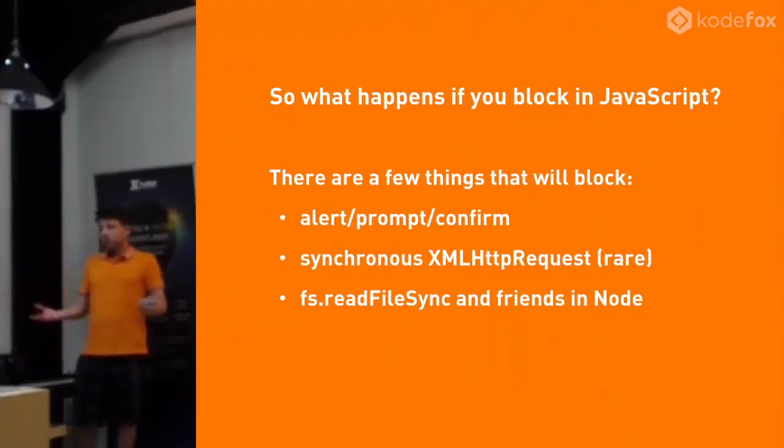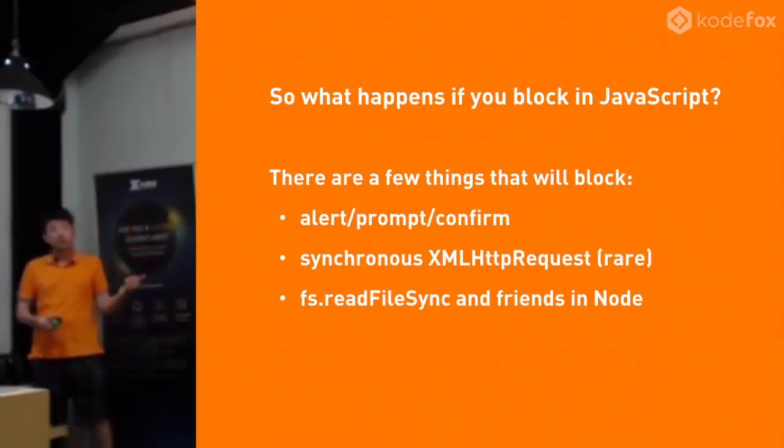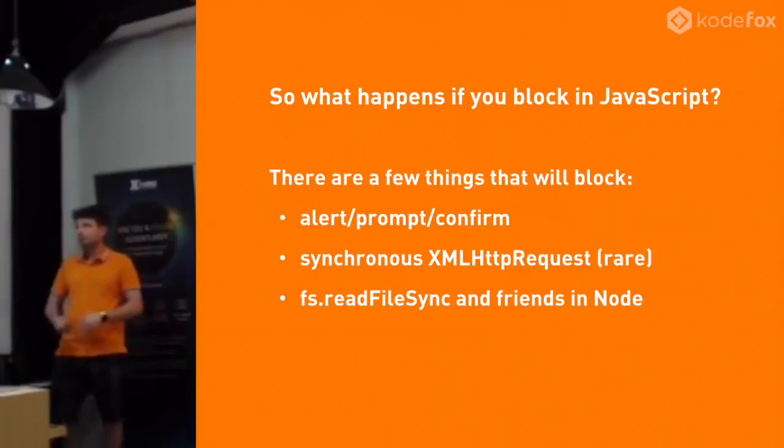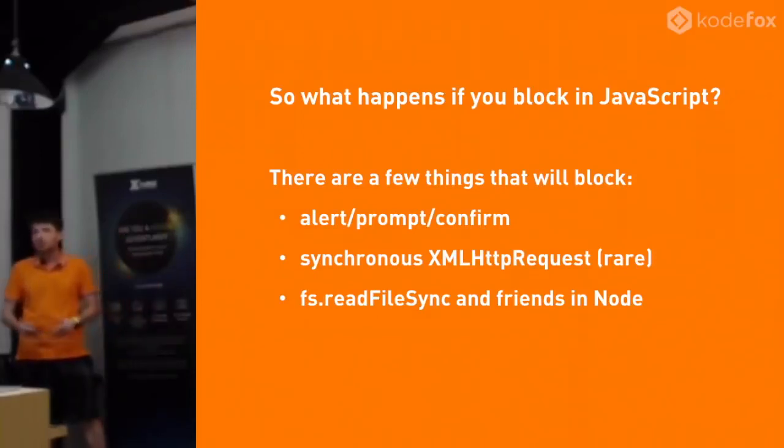So what happens if you block in JavaScript? Well, there are some things that will block the thread, that will halt any other execution. Alert, or prompt, is the most common. We also have a synchronous style of XML HTTP requests, and it's rare because that was probably a mistake in the API. They probably did not intend for that to be synchronous, or at least it wasn't a good idea. And then we have some stuff in Node world that are intentionally synchronous for various reasons.